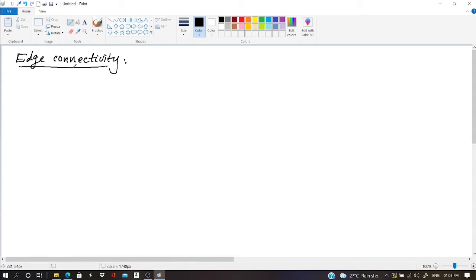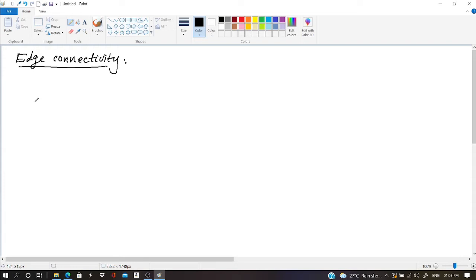That means a cut set with the fewest number of edges. So, what is meant by the edge connectivity? Edge connectivity means the number of edges in the smallest cut set. The edge connectivity of a connected graph can be defined as the minimum number of edges whose removal reduces the rank of the graph by 1.